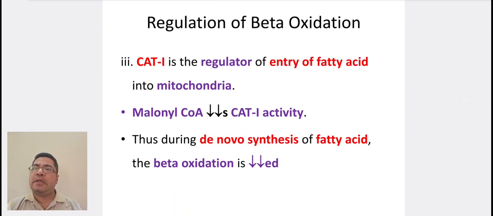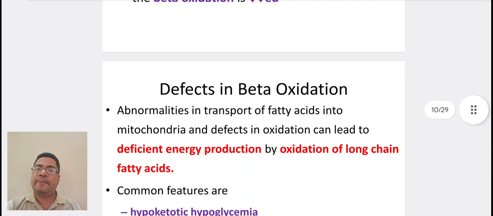CAT1 is the regulator of entry of fatty acid into mitochondria. Malonyl CoA decreases CAT1 activity. Thus, during de novo synthesis of fatty acids, the beta oxidation is decreased.